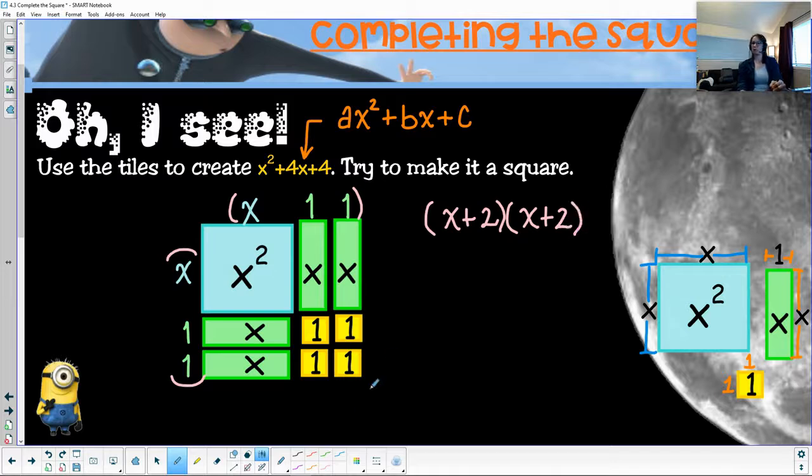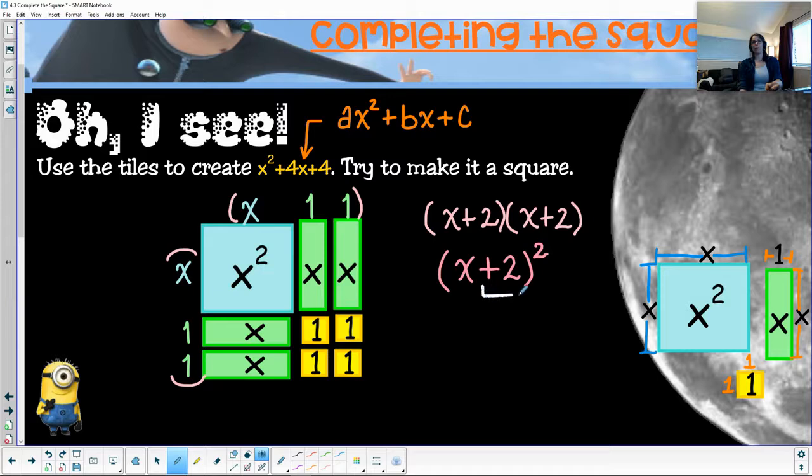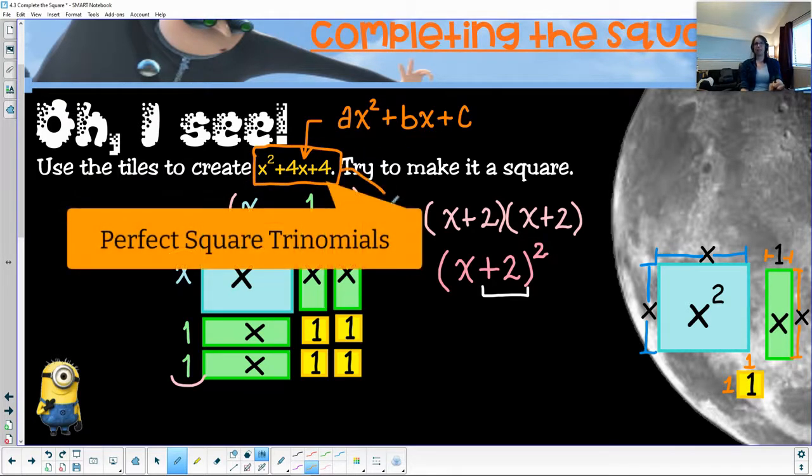Well, math people, we're pretty lazy. We like to write things together. So instead, x plus 2 squared. Well, that's a whole lot easier for me to graph because now I can see, okay, I've gone left 2. That's a whole lot easier for me to work with. These types of polynomials are called perfect square trinomials, and that's because we can rewrite them like this.